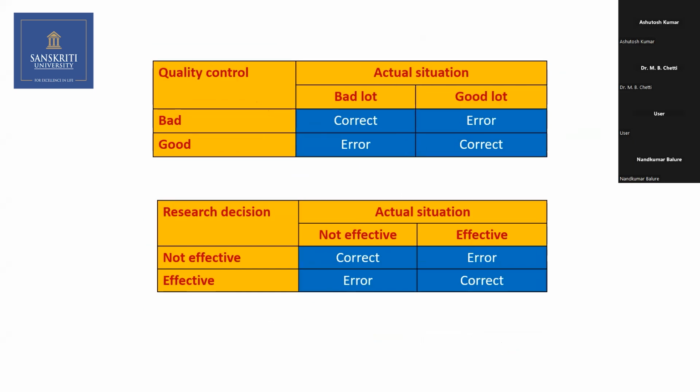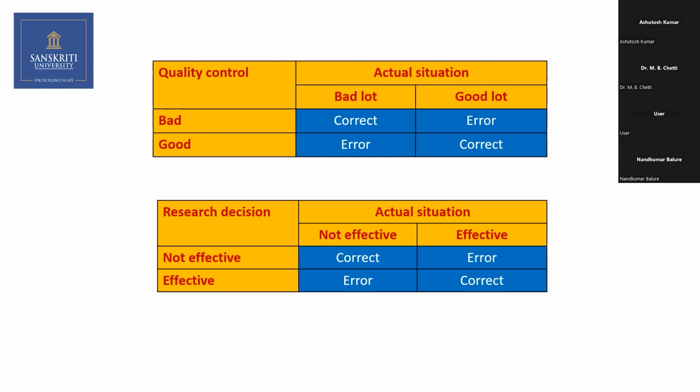And suppose you take up quality control, you go and purchase mangoes from a lot. It is a bad lot you have, and the quality control also tells that those are bad mangoes. That's the correct decision. A good lot is there, but the quality control people say that is a bad lot. That is an error. Similarly, a bad lot, the quality control people certify that as good. That is also an error. Whereas a good lot, quality control certify it as good, that is also correct.